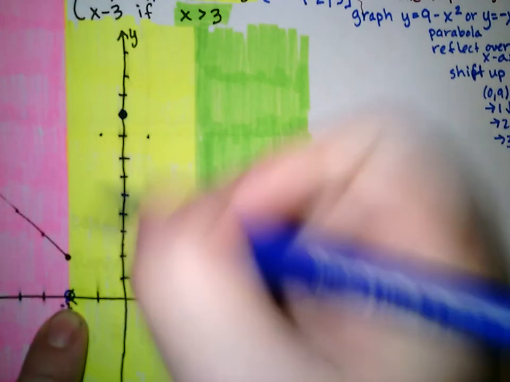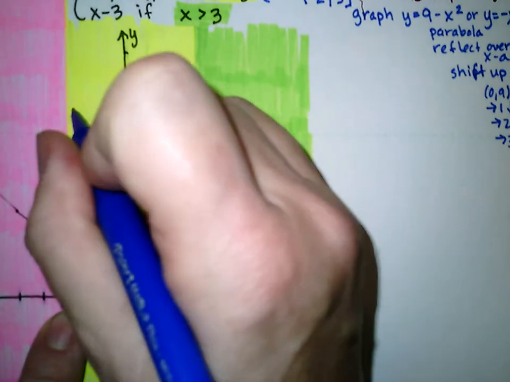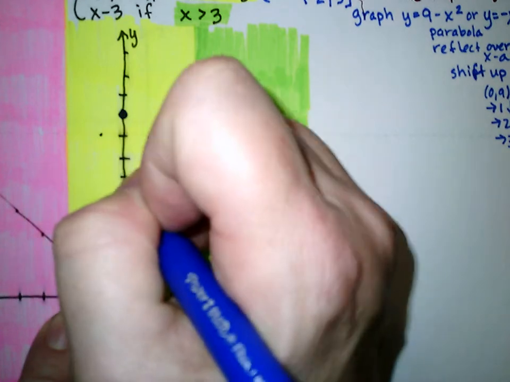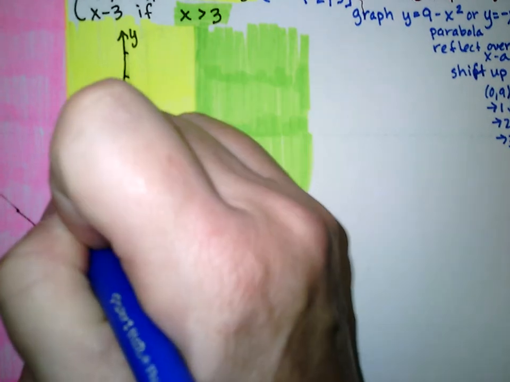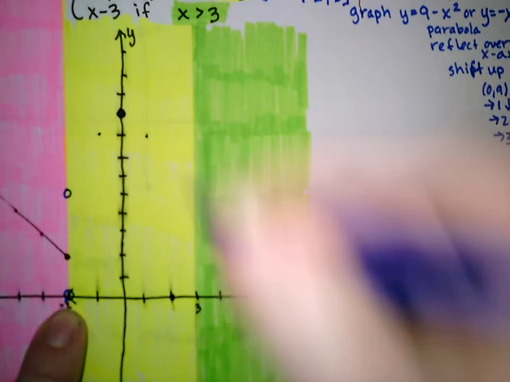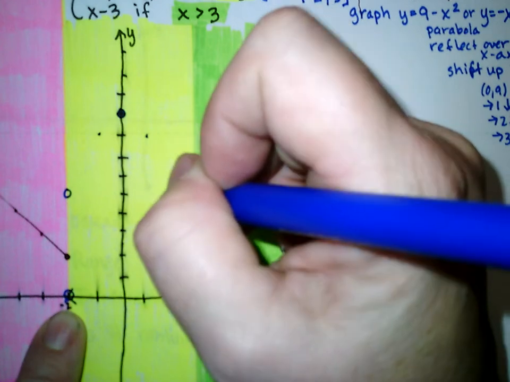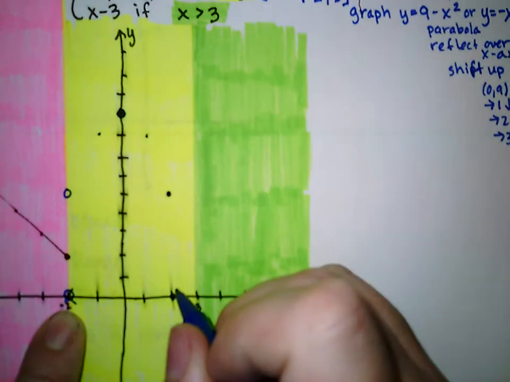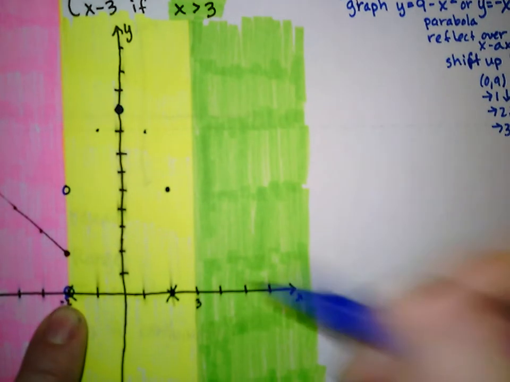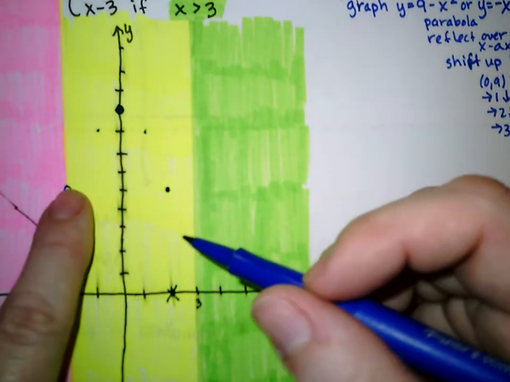Oh, I went down 9. What am I doing? Help. Send help. Down 4. 1, 2, 3, 4. Right here. Let's get that going. 1, 2, 3, 4. Right there. Okay. Wow. It's too early in the morning, apparently. So that's where my open circle is.